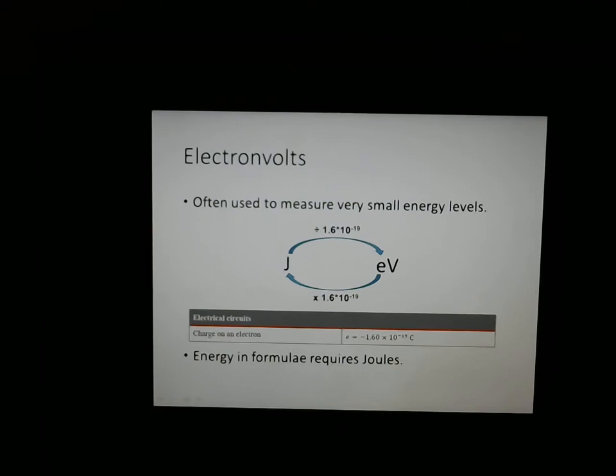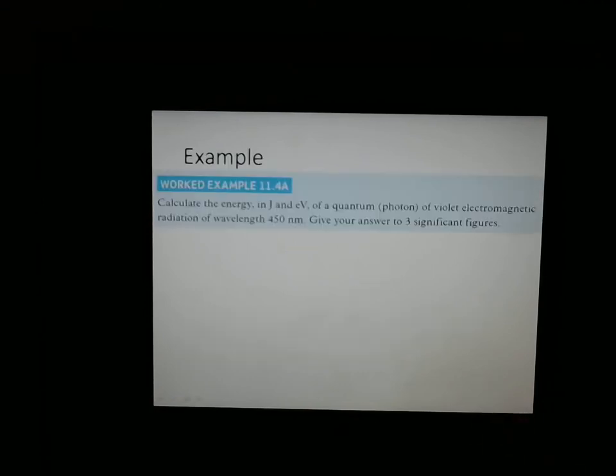So let's have a look at an example. Calculate the energy in joules and electron volts of a quantum, a photon, of violet electromagnetic radiation, just a fancy way of saying violet light, of wavelength 450 nanometers. Give your answer to 3 sig figs.